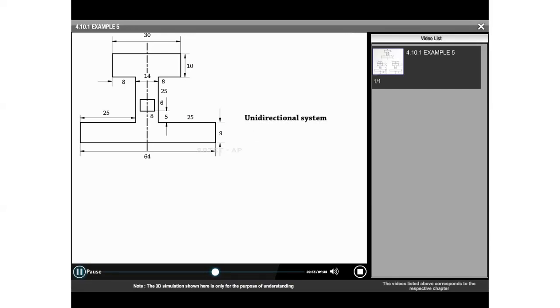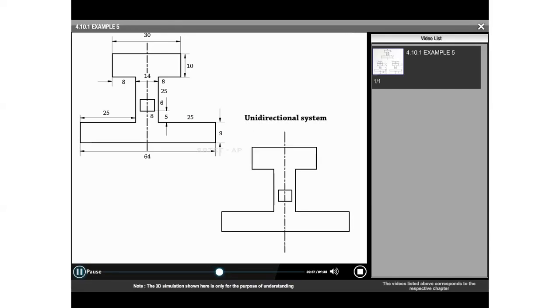In this, the dimensions are to be represented as per unidirectional system. In this system, all the dimensions, whether vertical, horizontal or inclined, should be represented with vertical stroke letters.